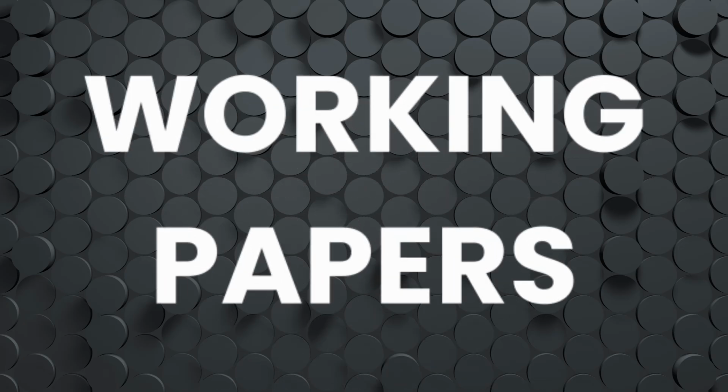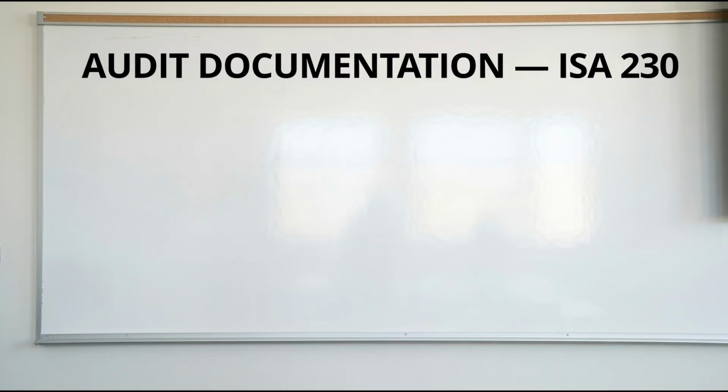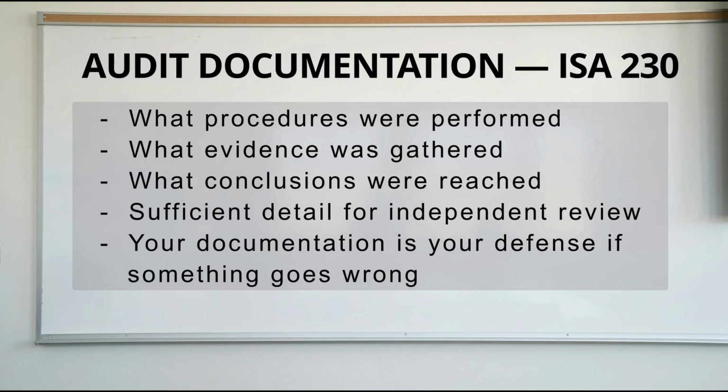Everything you do, every procedure you perform, every piece of evidence you gather, it all needs to be documented. ISA 230 requires that your working papers are detailed enough that an experienced auditor who has never seen this engagement before could pick up your file, read it, and understand exactly what you did, what you found, and what you concluded. That's a high bar, and it's intentional. Your working papers are the proof that you did your job. If something goes wrong down the road, if the client turns out to be committing fraud, your documentation is your defense.